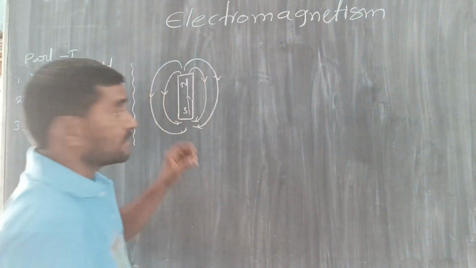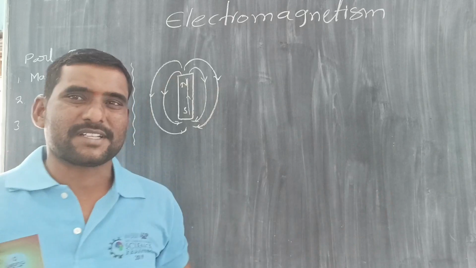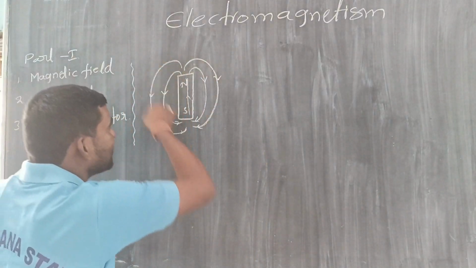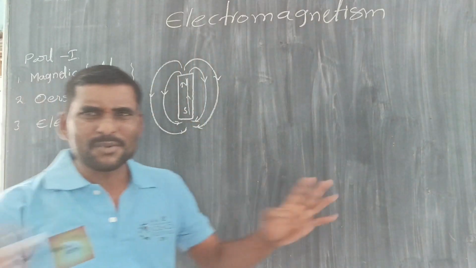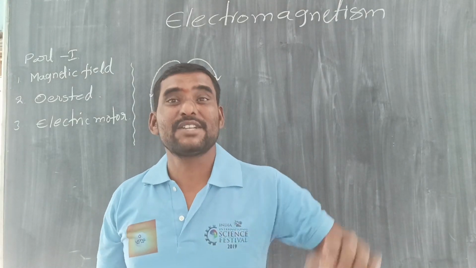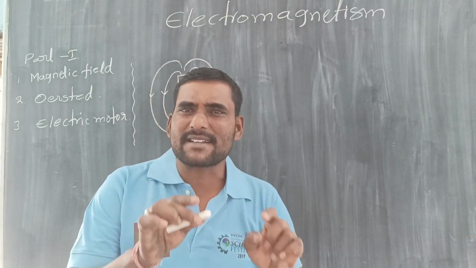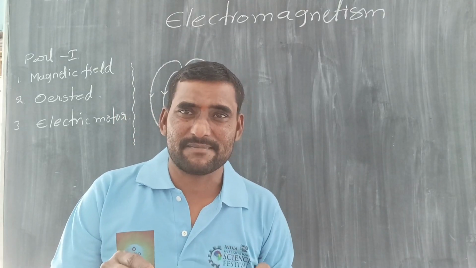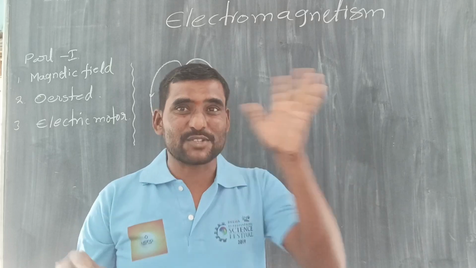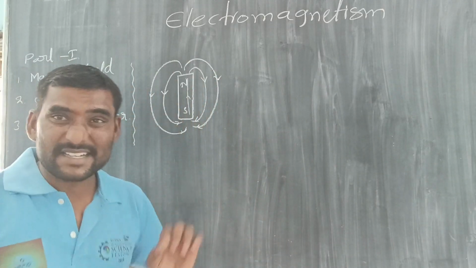The next point: no two magnetic force lines intersect at any point in the magnetic field. Why? If they intersect, there should be two directions. But a magnet basically has only a single direction for the magnetic force line, that is north to south. So that's why they never intersect.